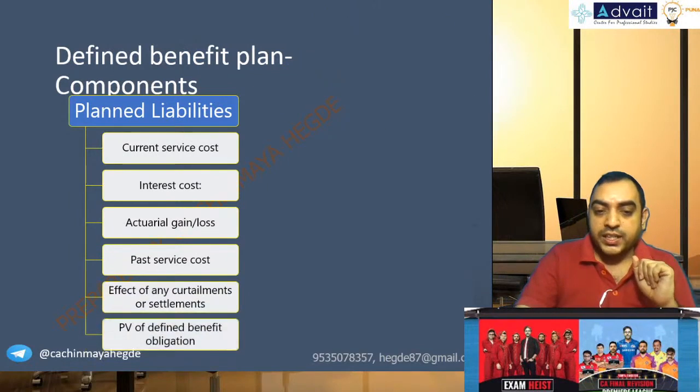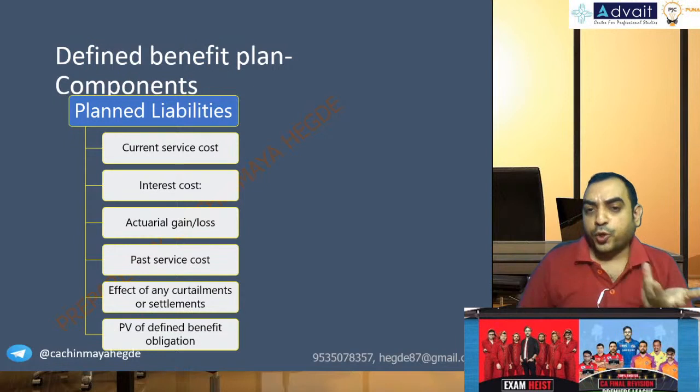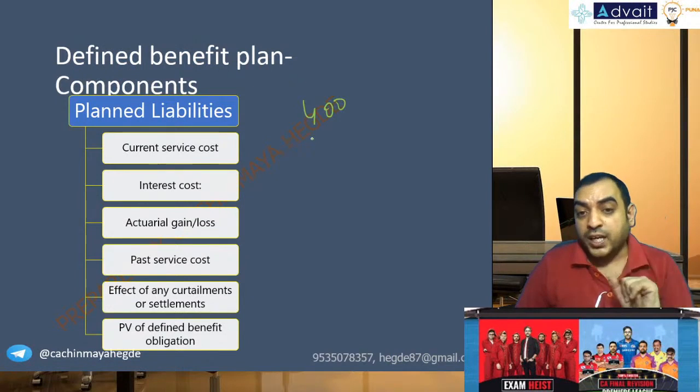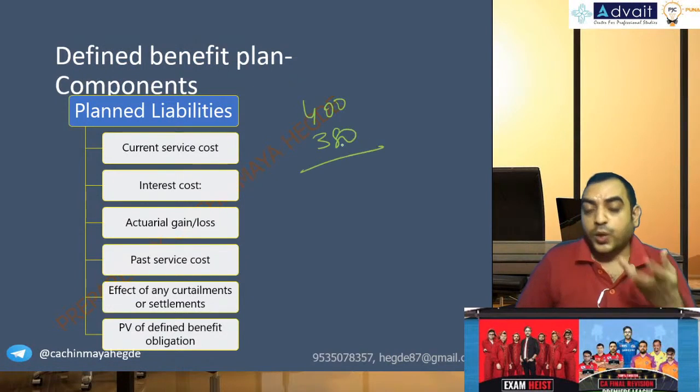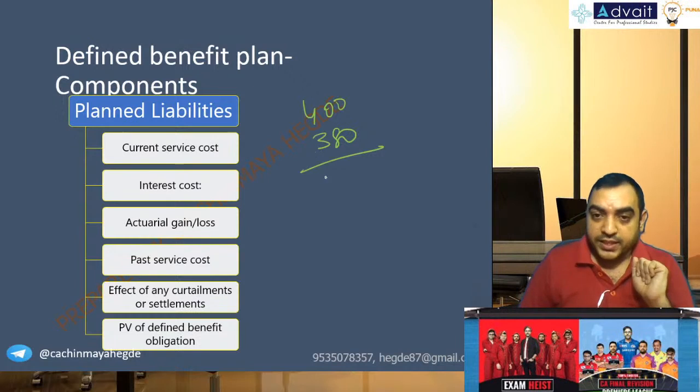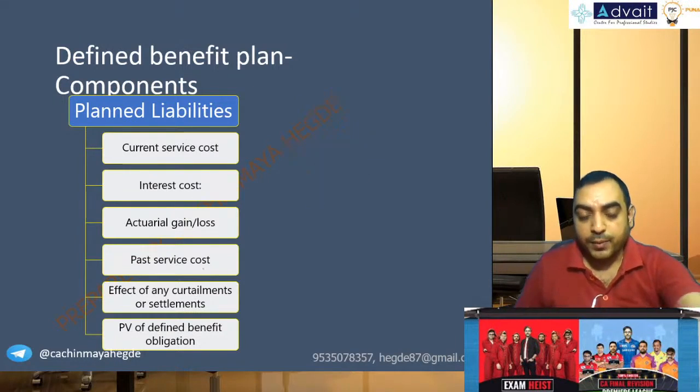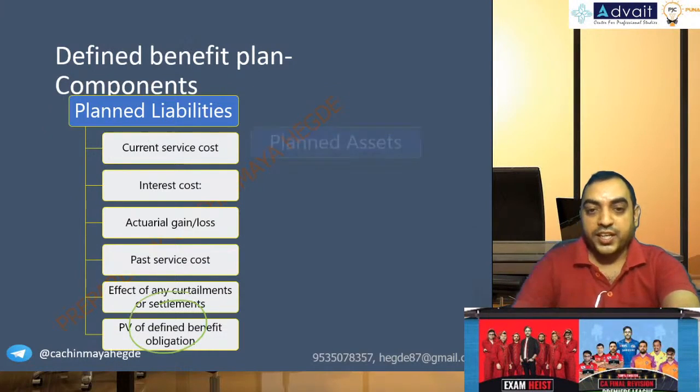Effect of curtailment or settlement means, if you provide a liability of, let's say, 400, but the employee leaves earlier than expected and you have to make a payment of 380 rupees. Your liability is 400 but payment is 380, so 20 rupees becomes your gain. That is the effect of curtailment, and in the balance sheet you show the present value of defined benefit obligation.